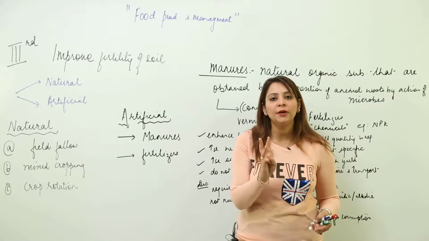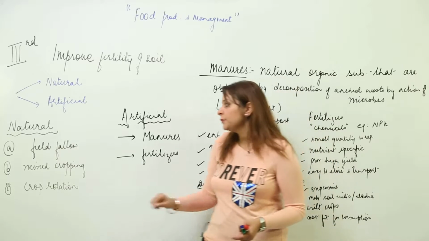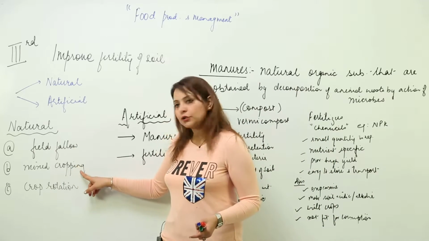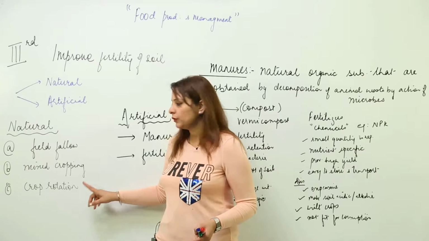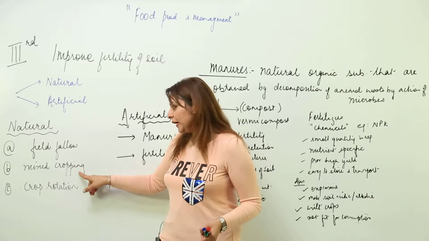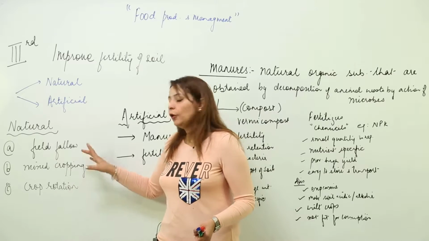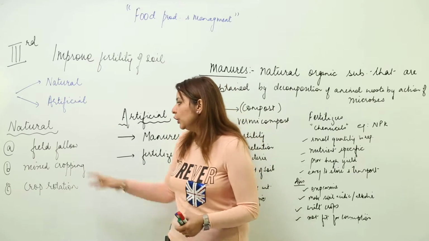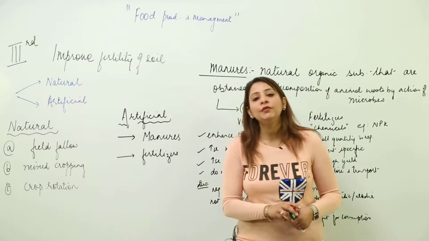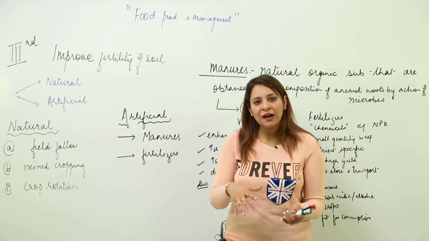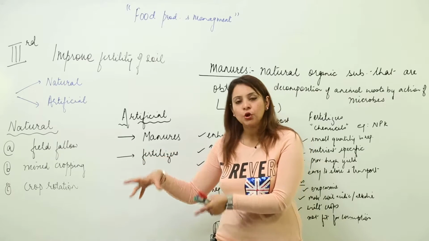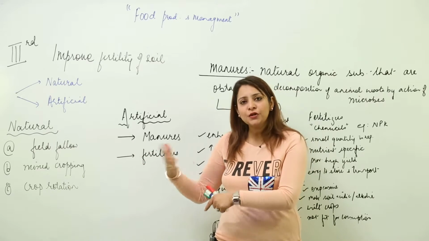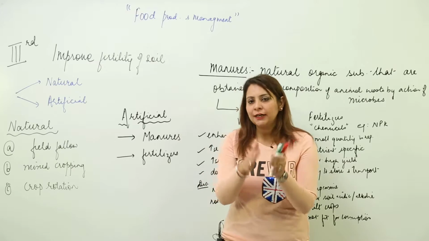There are three common methods which can be employed naturally: field fallow, mixed cropping and crop rotation. Now we are going to discuss what we actually do in these three methods. One is the field fallow. Suppose you have planted crops in a soil for one season. Then after harvesting, we start with the field fallow.